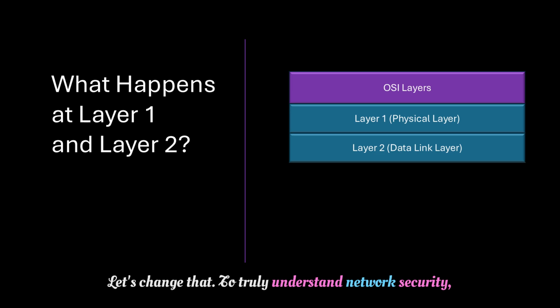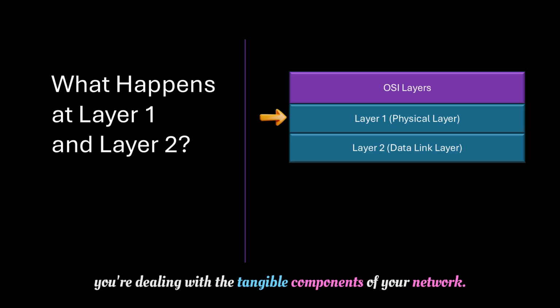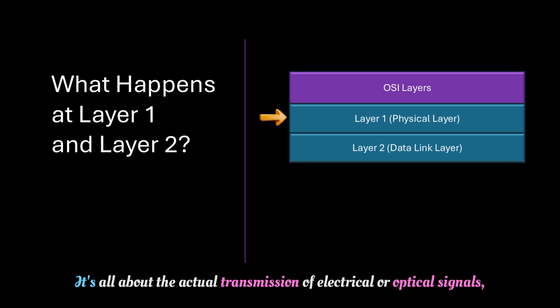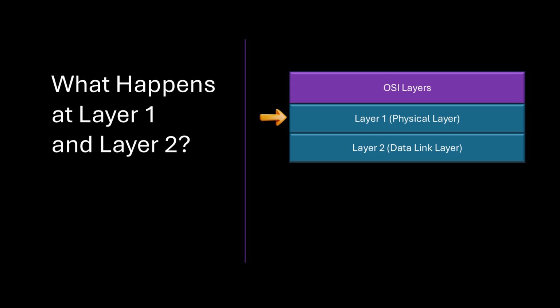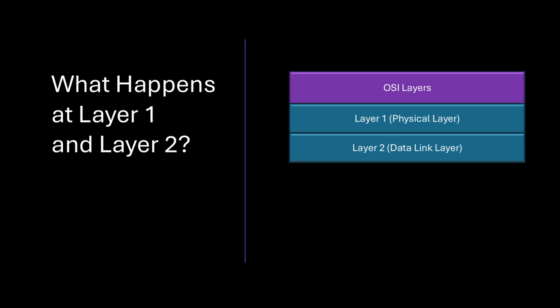To truly understand network security, you need to start with the basics, layers 1 and 2 of the OSI model. At Layer 1, the physical layer, you're dealing with the tangible components of your network. This includes the cables running through your building, the switches they plug into, and even the wireless frequencies your devices use to communicate. It's all about the actual transmission of electrical or optical signals, the raw medium that carries your data from point A to point B.